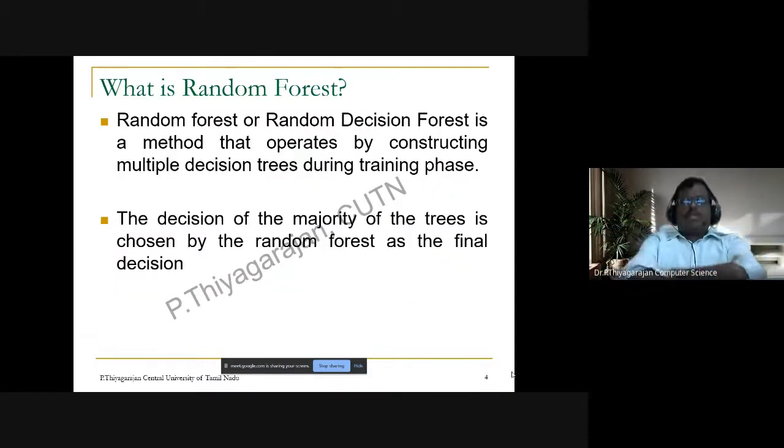A random forest, or otherwise called a random decision forest, is a method that operates by constructing multiple decision trees during the training phase, and the decision of the majority of the trees is chosen by the random forest as the final decision.